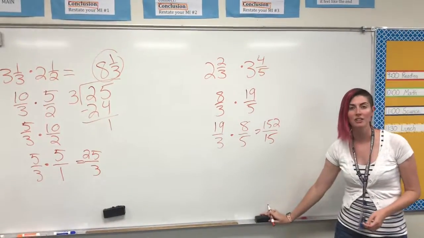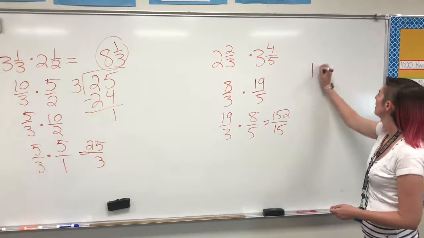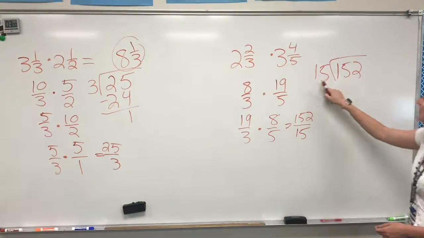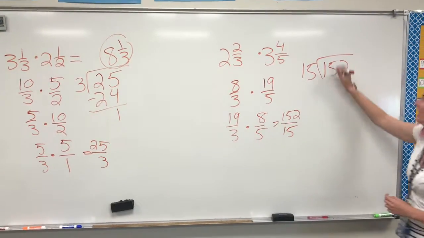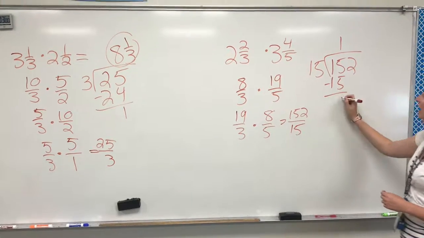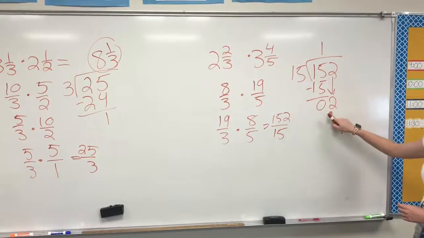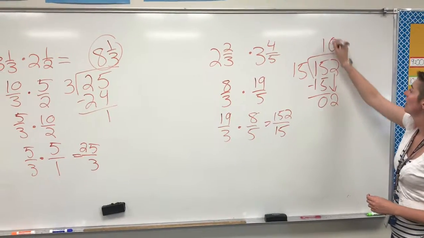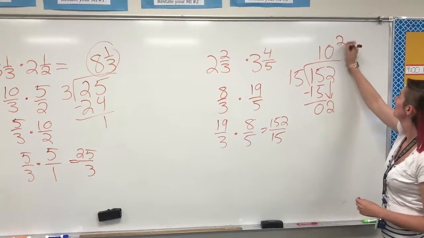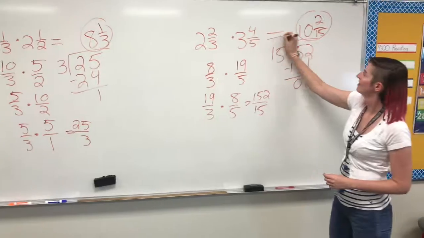And remember, fractions are like division equations. 152 divided by 15. 15 fits into 15 one time, nice and easy. 1 times 15 is 15. Subtract and I get 0. Bring down the 2. 15 does not fit into 2, so we put a 0. And we're left with 10 2/15. And that is our answer.